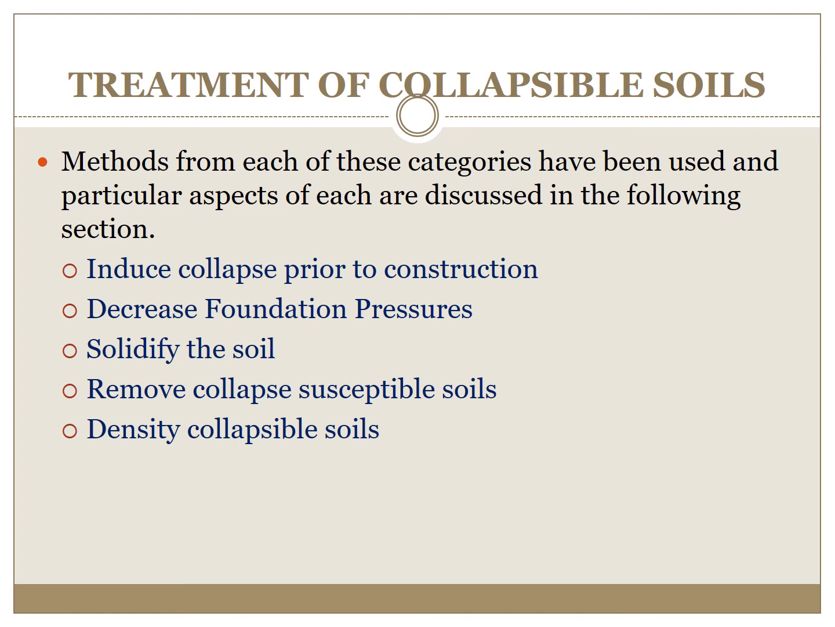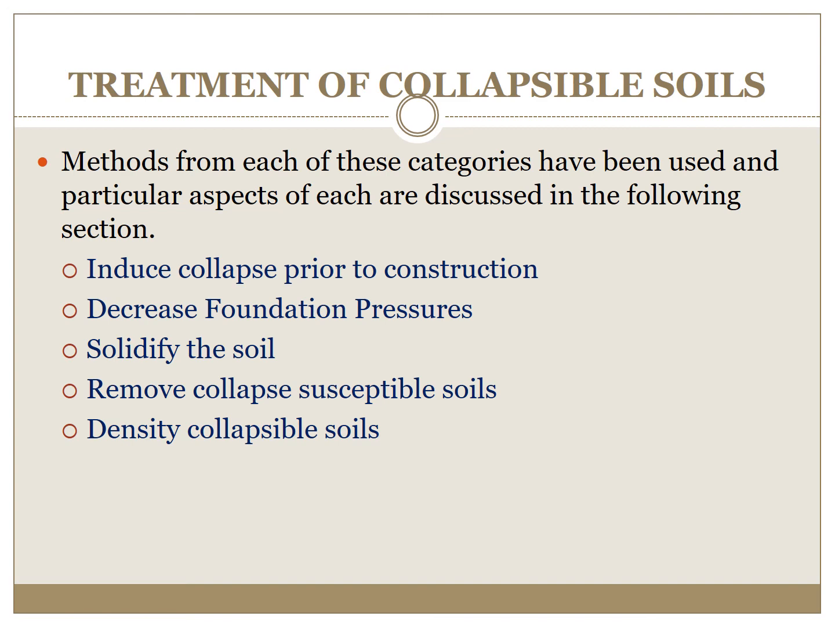Sometimes thermochemical processes have also been studied, but only in the laboratory. Use of lime or Portland cement will stabilize the collapse-susceptible soil, but they need to be intimately mixed with the soil and then compacted near optimum water content. Next method is removing collapse-susceptible soil.